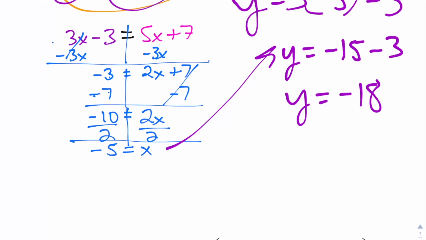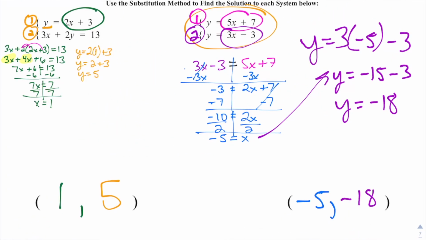My solution for this linear system is going to be negative 5 for my x value and negative 18 for my y value. Good luck on your practice sets.